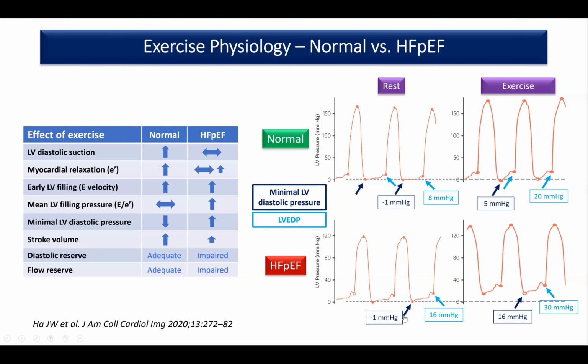What happens in an HFpEF patient? The minimal LV diastolic pressure doesn't go down. In fact, it goes up. It went up to 16 here. And the LVEDP goes up from 16 to 30. So the minimal LV diastolic pressure goes down in a normal patient, and goes up in an HFpEF patient. The stroke volume obviously goes up better in normal than in an HFpEF patient. So a normal patient has adequate diastolic reserve. The HFpEF patient has impaired diastolic reserve.